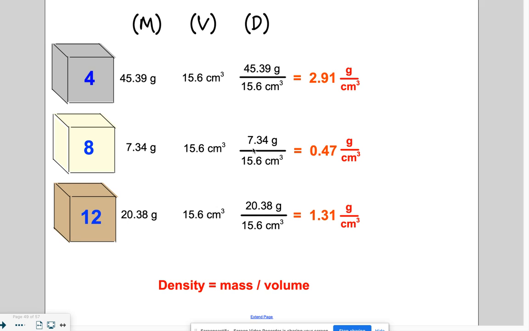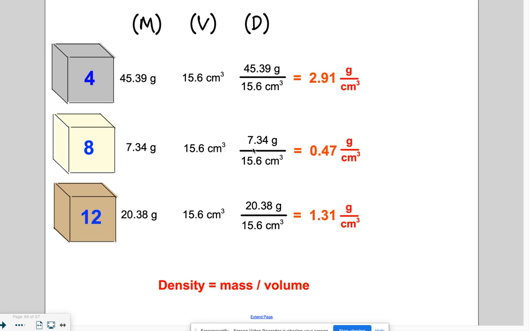And when we calculate those numbers, we get longer numbers than this in our calculator, but we can only have 3 in our final answer. This is interesting because if you look at block number 4 for a minute, you'll see that we were able to write down 4 numbers for the mass for cube number 4. We wrote down a 4, a 5, then we had a 3 in the 10th place and a 9 in the 100th place, right? So our digital mass scale was pretty precise. It gave us more numbers than our measurements did for length.